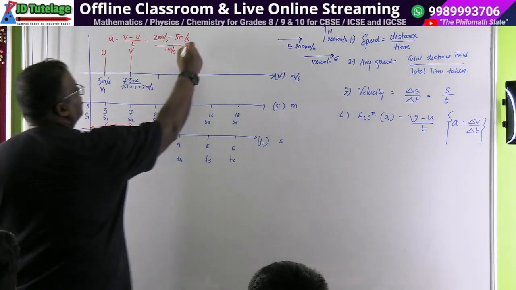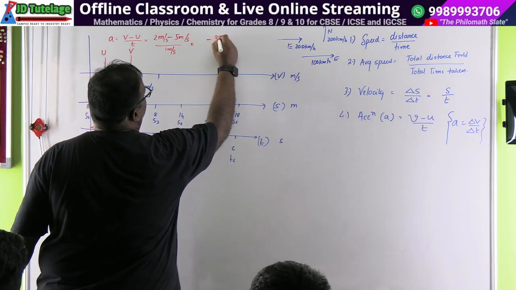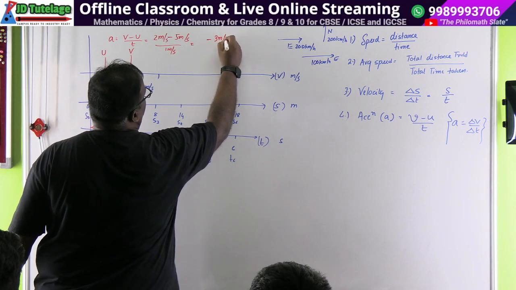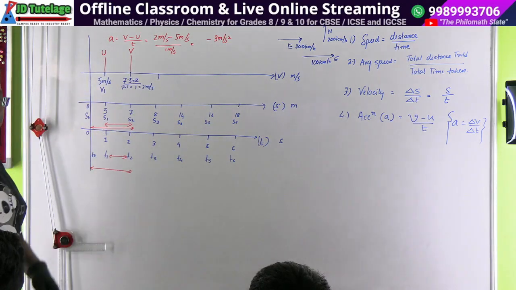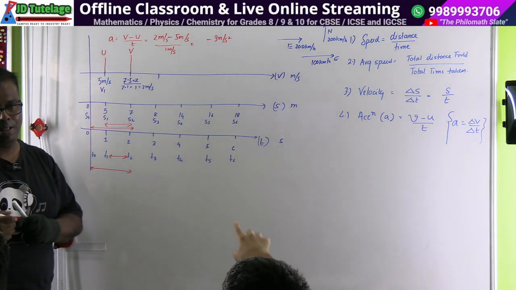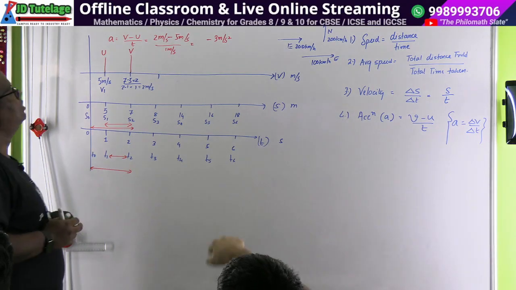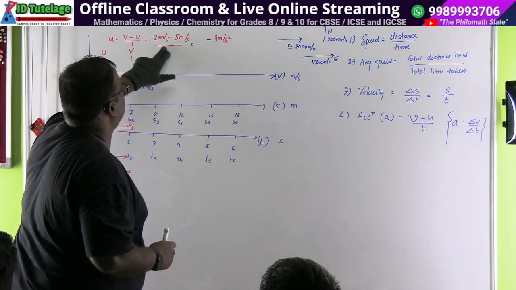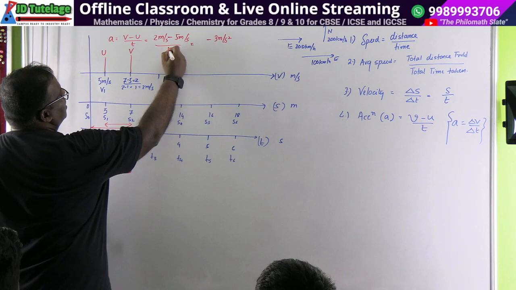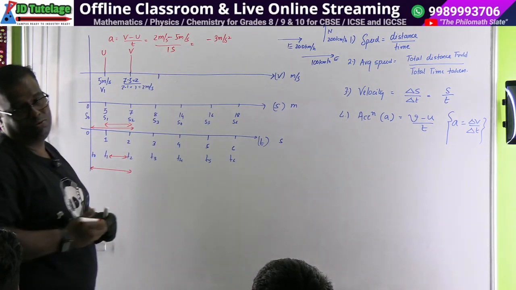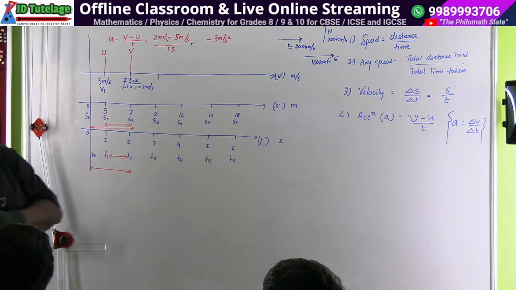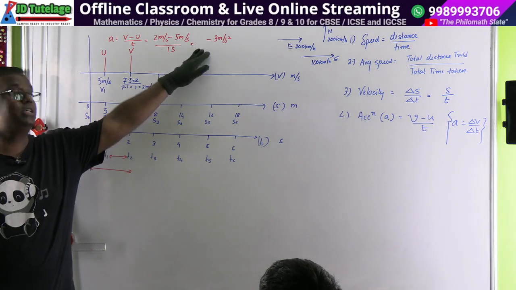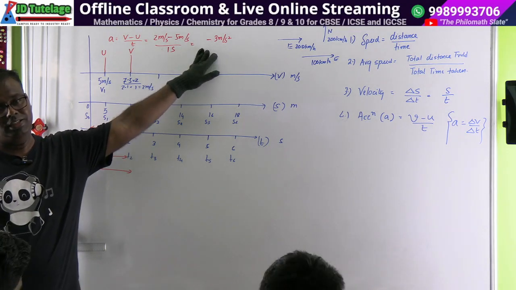तो आपका एक्सेलरेशन कैसा आ रहा है? -3 meters per second square. 1 and by. Oh, 1 second, sorry. 1 second. So what is the acceleration now? -3 meter per second square. And that we will come to it. So acceleration negative भी आ सकता है. समझ में आ रहा है?